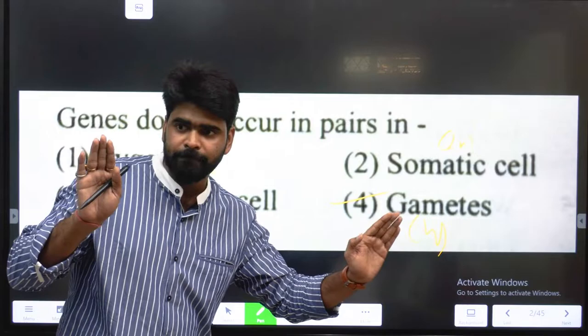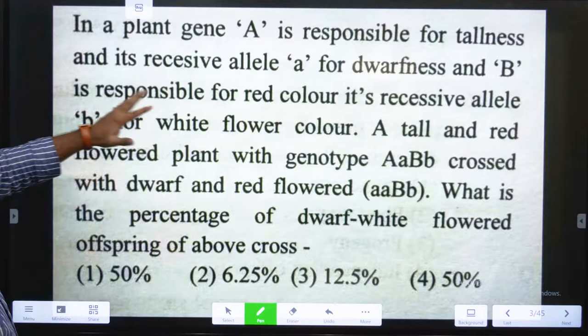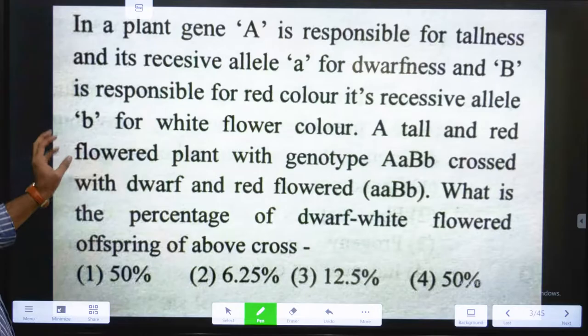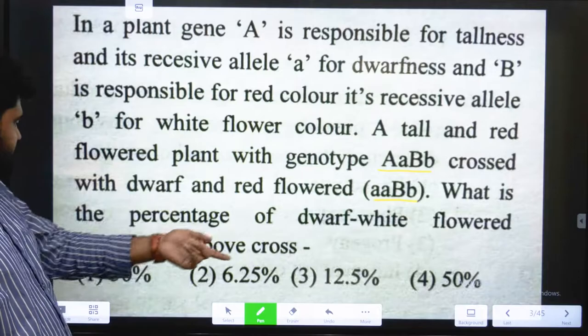Next question. In a plant, gene A is responsible for tallness and its recessive allele a is for dwarfness, and B is responsible for red color and its recessive allele b for white color. A tall and red flower plant with this genotype is crossed with a dwarf and red flower plant with this genotype. What is the percentage of dwarf white flower offspring of the cross? Let me know.